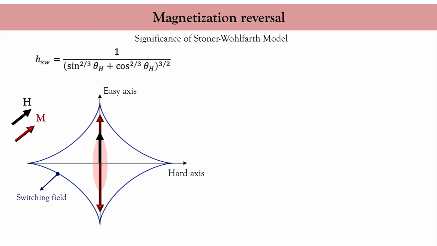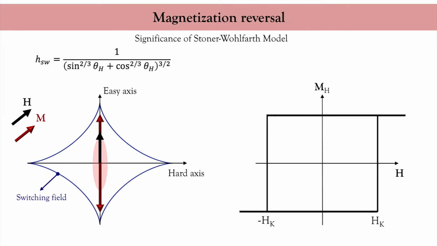This abrupt reversal process leads to a hysteretic behavior. The figure on the right represents the projection of the magnetization along the external field as a function of the magnitude of the magnetic field. If the magnetic field is aligned along the easy axis as we just discussed, I obtain a square hysteresis, and the value of the field at which magnetization reversal occurs is set by the anisotropy field.